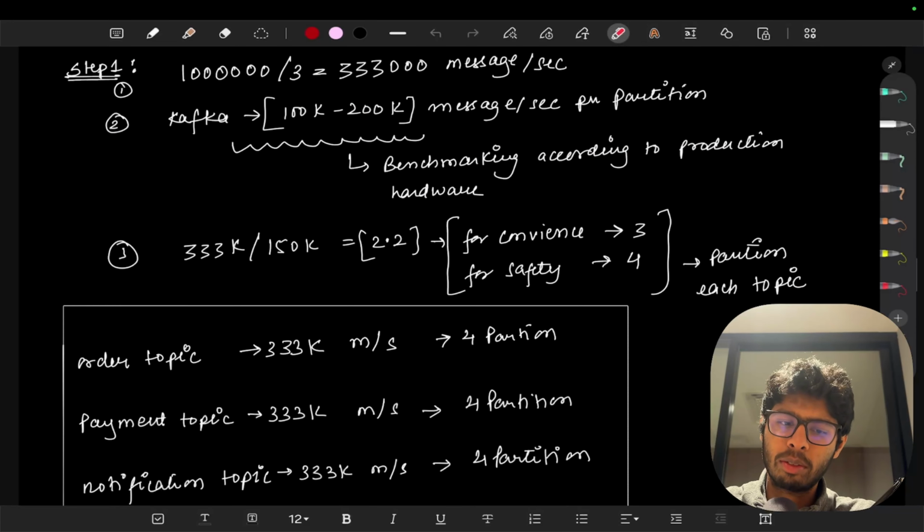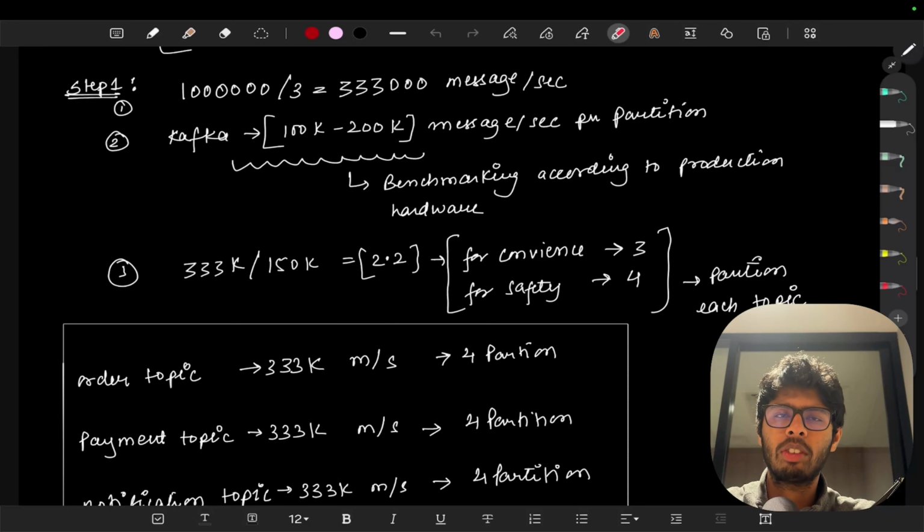Now let's move to step 1. We know that 1 million requests are coming and they are divided into three topics, so we are dividing by three. It means that we are getting 333k messages per second, or you can say requests per second. Now what is happening after that?